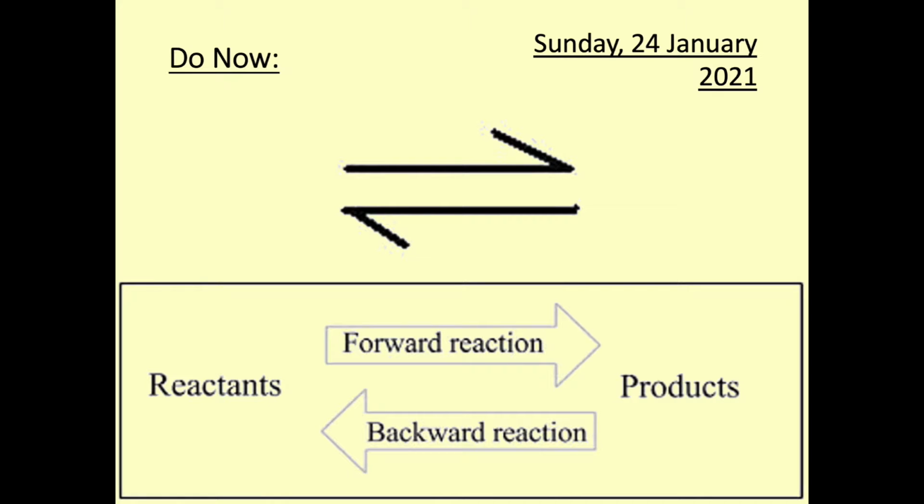So for your Do Now today, I'd like you to be considering what this symbol at the top means. So this, where we've got an arrow or a half arrow going in one direction and a half arrow going in the other direction. So what does this symbol mean? And I've given you a hint at the bottom. So pause the video whilst you have a think about these.